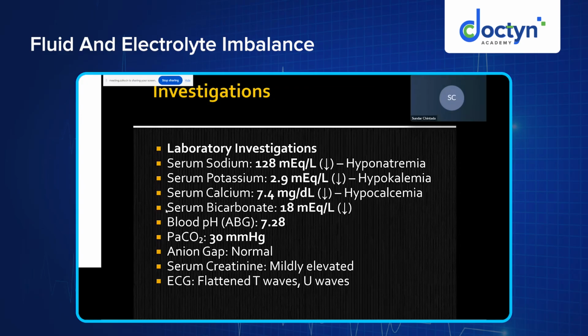Hypokalemia, hyponatremia, mostly because of the thiazide diuretics. Serum bicarbonate was also less, 80. Blood pH was also decreased, 7.2. PaCO2 was also decreased, 30. And anion gap was still normal. Creatinine was mildly elevated, and the ECG which was done showed flattened T waves and U waves.